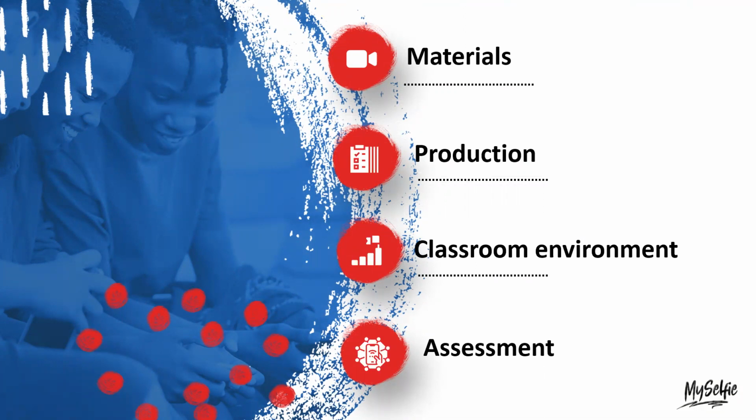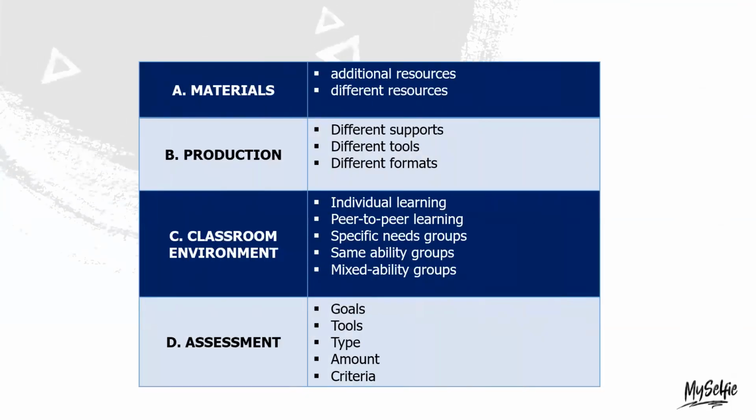So in this next table, we can see a summary of the tools or options we have in each of the 4 practices we will share with you. Considering the materials, we can use additional resources or different resources. We can do it together with one of the options of classroom environment, individual learning, peer-to-peer learning, groups that can be specific needs, same ability or mixed ability.